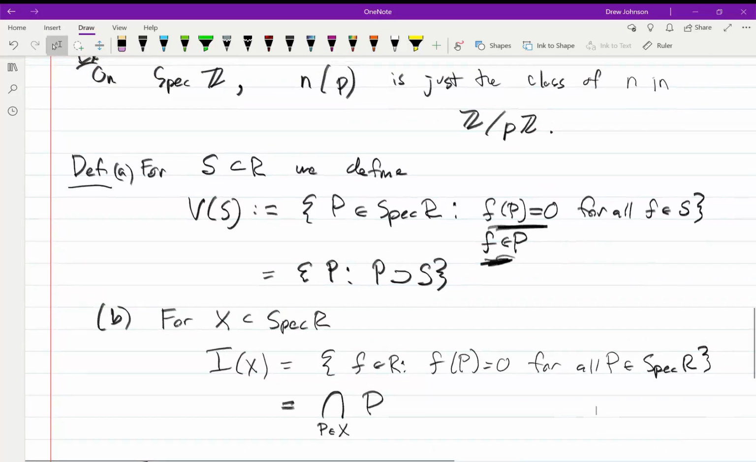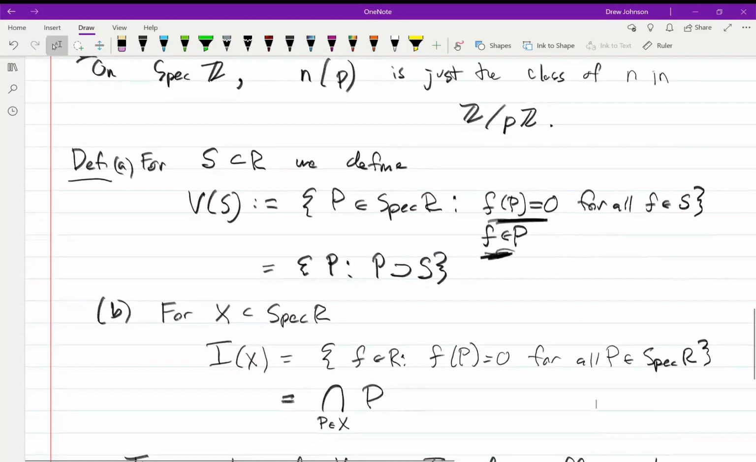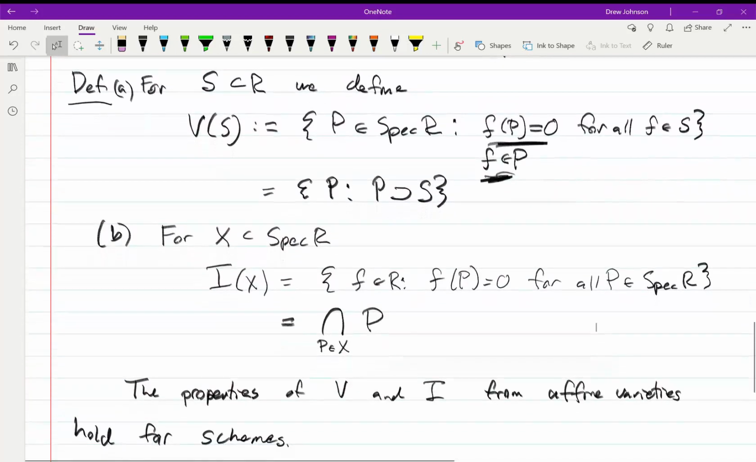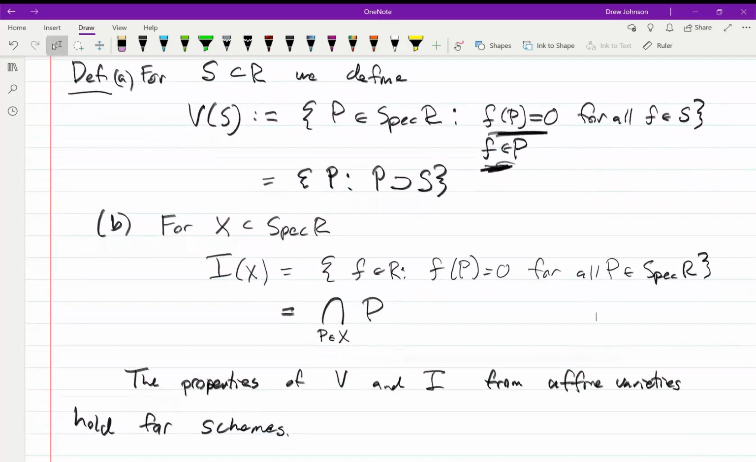Okay, now this definition seems maybe a little funny at first, but we'll get used to it. And we find that the things we wrote down here look basically the same as our definitions for affine varieties. In fact, all the properties that we proved for the vanishing set and the ideal of a subset for affine varieties basically all hold exactly the same way for schemes.